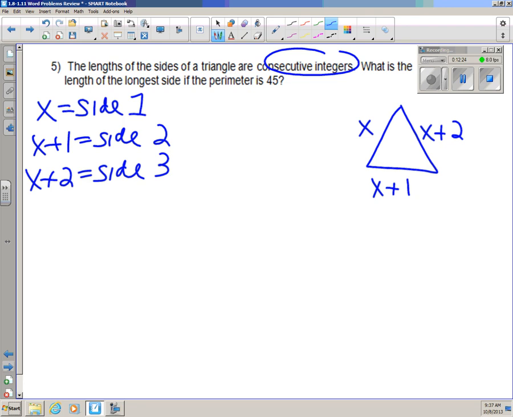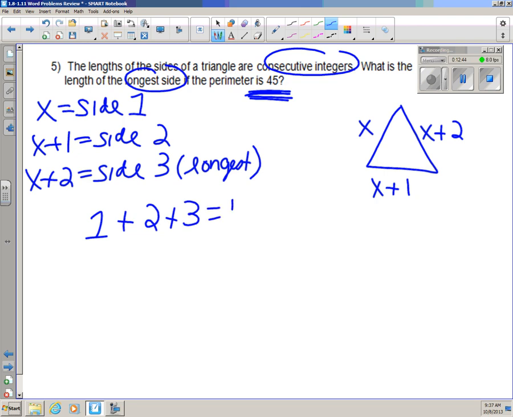What's the length of the longest? Well, they eventually want us to get the length of just side 3, because that's the one that's 2 more than the original, the first, if you will. If the perimeter is 45, well, perimeter means I'm going to add up side 1 plus side 2 plus side 3 for 45. So how do I do that?